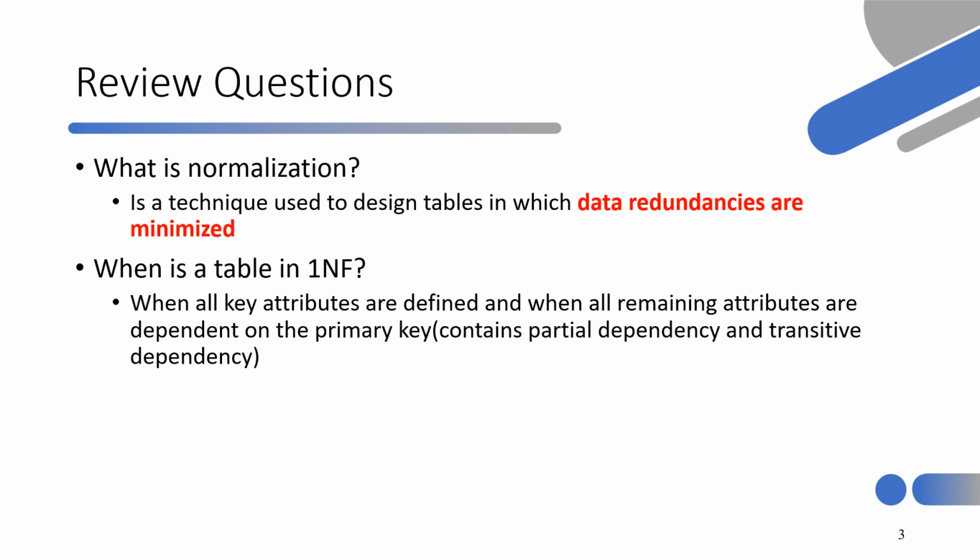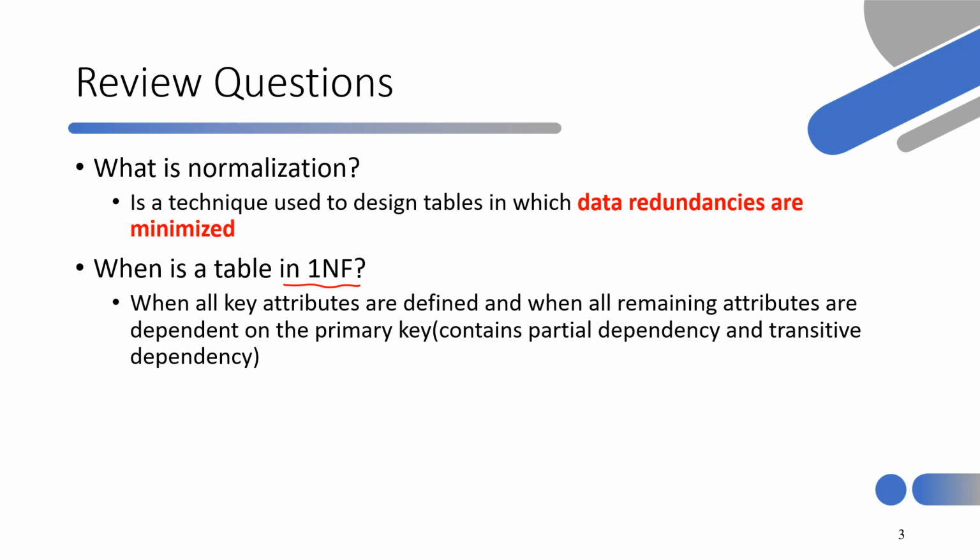So when is a table in first normal form? It is when all key attributes are defined and when all remaining attributes are dependent on the primary key. This situation contains partial dependencies and also transitive dependencies. So this is what the first normal form should be. In the first normal form, you are required to define all the key attributes, and the remaining attributes are dependent on the primary key.